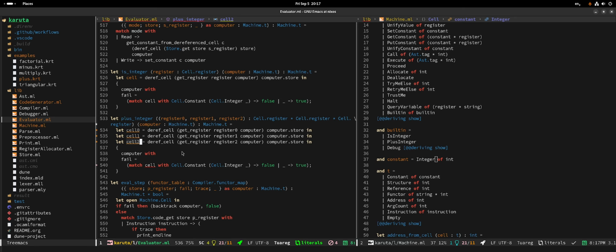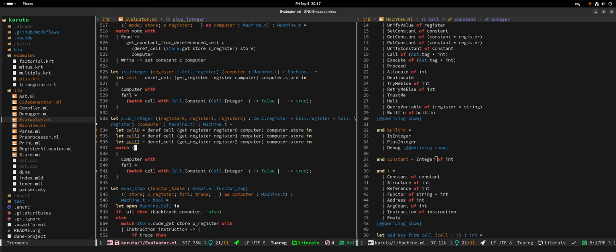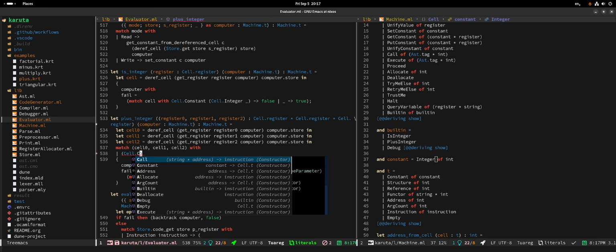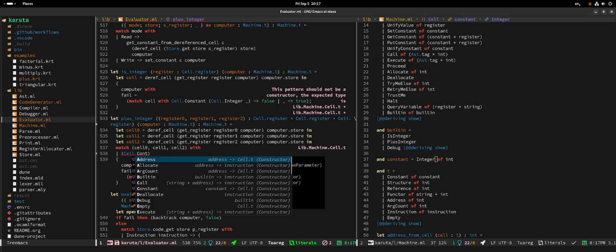That sounds like a very bad pattern matching, but let's try something. We have our patterns. So cell 1, cell 2 with... So the first way is if we have three constants, right? If we have three constants, we need to check if they are all integers and if the first two add up to the third one.